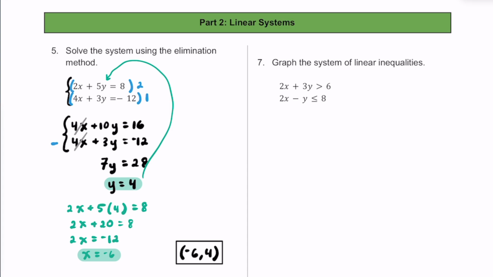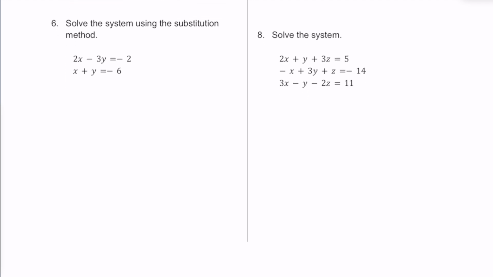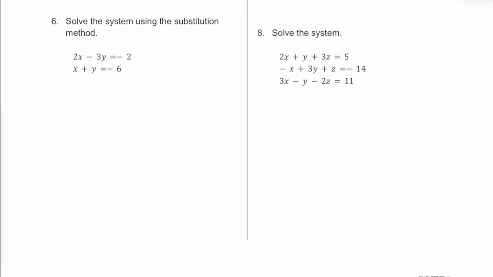All right, let's check out number 6. In number 6, we're going to solve a system, but this time we're going to use substitution. Just so you know, it's generally going to be more useful or friendly to use substitution when one of the variables already has a coefficient of 1, because we can isolate one of those variables much easier. So it's up to you. In this particular case, it looks like x or y could both be isolated pretty easily, so it's totally up to you. So I think I'm going to isolate x.